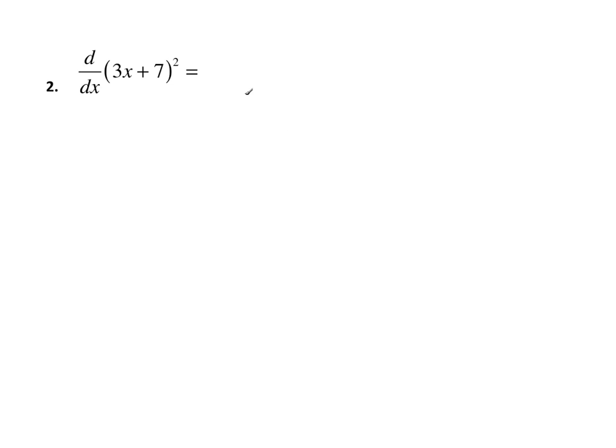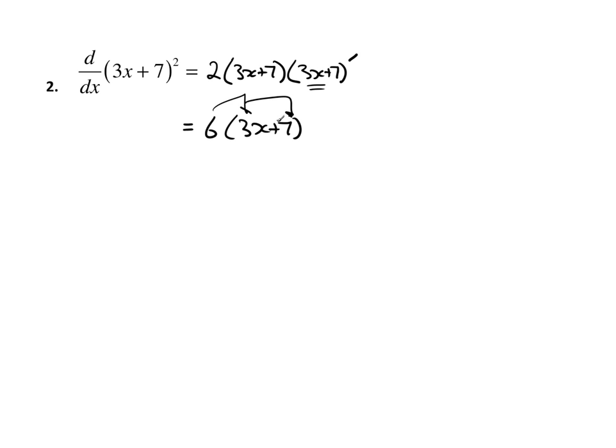So it's the derivative of the outside, which would be 2 times whatever I started with. This is to the 2 minus 1, so it's just the first power, times the derivative of the inside, which is 3x plus 7 prime. Well, the derivative of 3x plus 7 is just 3, so this will end up being 6 times 3x plus 7, and then you may or may not want to distribute that through there. It's kind of your call.